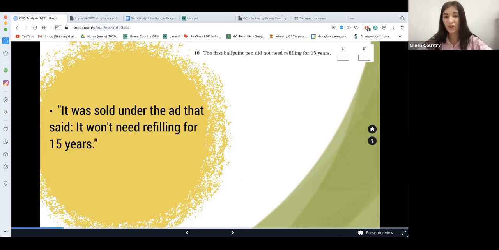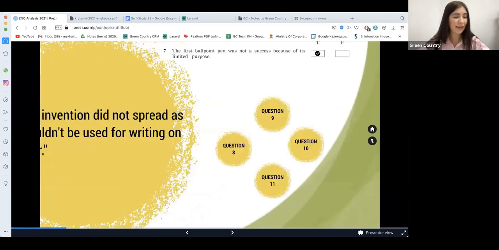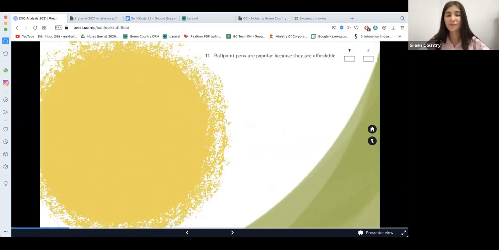You're exactly right. It's just an advertisement. It's not the fact. Probably it didn't need the refilling, probably it did. We never know. So it was just an advertisement, but not an actual fact. So it's false. As you can see, it's not really obvious, even though we heard all the information, like the phrase itself, but it had another meaning. Okay, and the question 11.